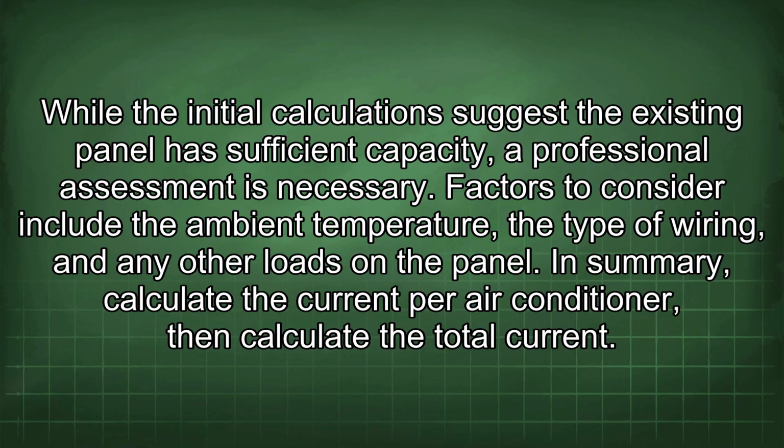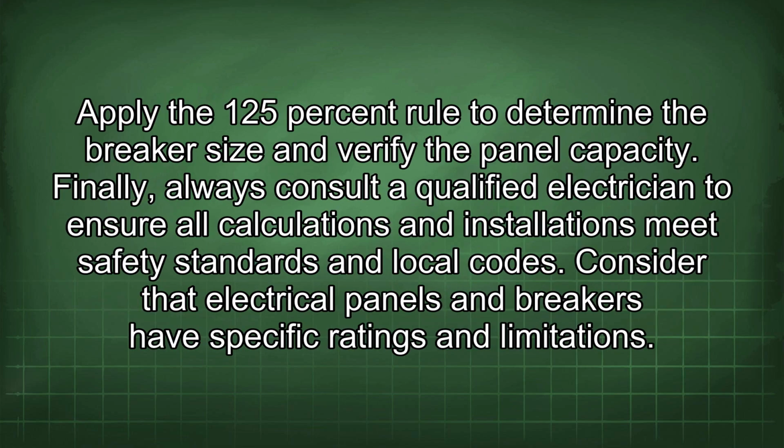In summary, calculate the current per air conditioner, then calculate the total current. Apply the 125% rule to determine the breaker size and verify the panel capacity. Finally, always consult a qualified electrician to ensure all calculations and installations meet safety standards and local codes.